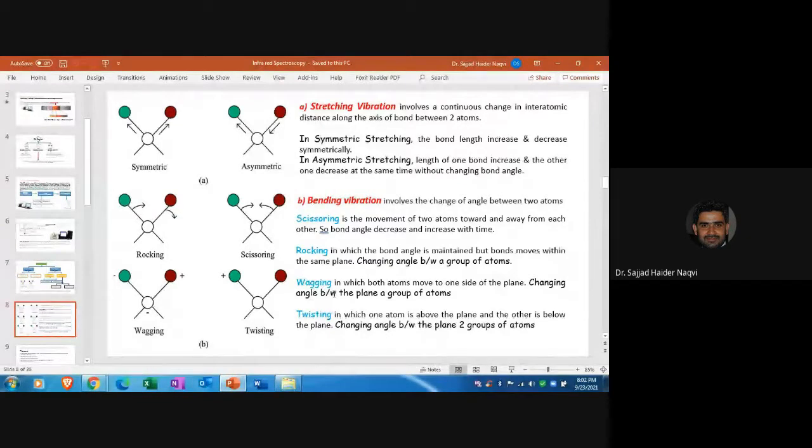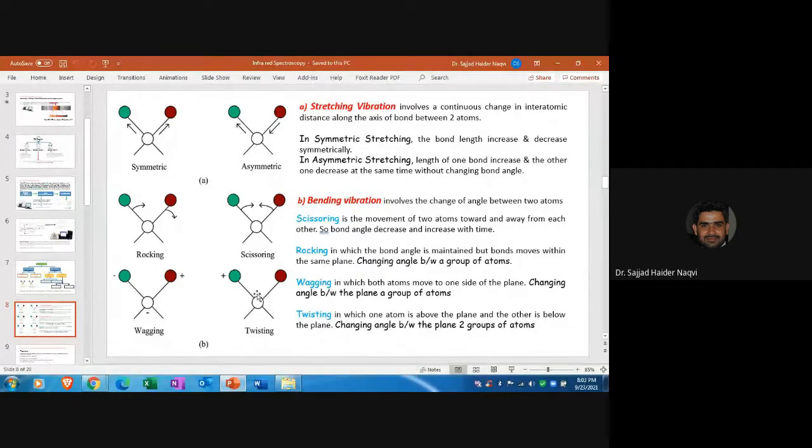While in the case of wagging, both atoms move to one side of the plane, and in this case, the angle between the plane and a group of atoms changes. So in wagging, both atoms move to one side of the plane. You can see this one. Both atoms, the charges, are on the same side. While in the twisting, one atom is above the plane and the other is below the plane. That's why you can say the charges are there and there.